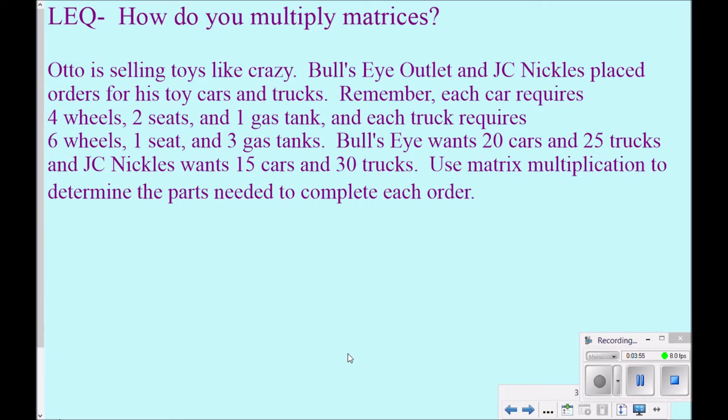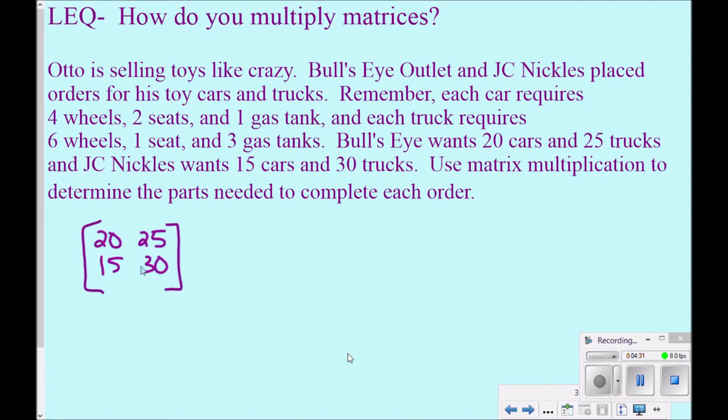So I'm going to take the information given, the number of cars and trucks, and I'm going to take the information given about the number of wheels, seats and gas tanks required per car and per truck, and I'm going to put that into 2 matrices. So I'm going to start with the cars and the trucks for each store. So I'm going to put 20 and 25, 15 and 30 into a matrix. And I'm just going to label that matrix with what it represents.